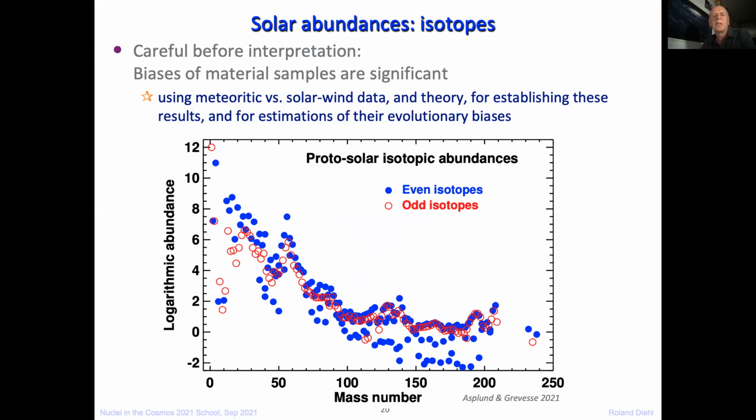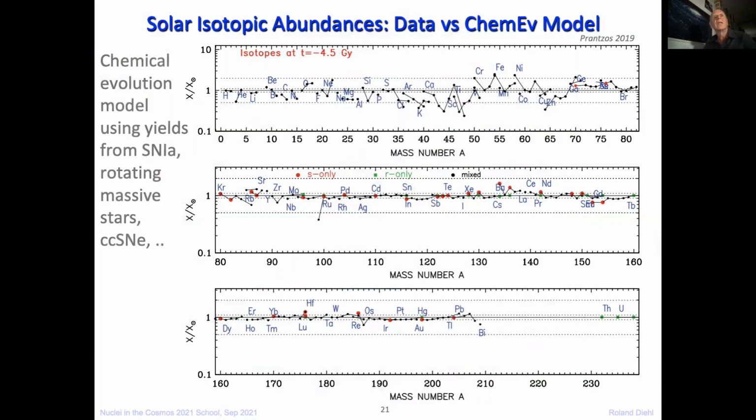So using those solar abundances, one can actually look how well our chemical evolution model is doing. And this is an example where the data from solar abundances have been used and confronted with a chemical evolution model for the solar prehistory, using the yields from the different supernovae over the time evolution up to 4.5 billion years ago, including all the sources as we know them today. And you see that there is a reasonable agreement between the measurements and the observations.